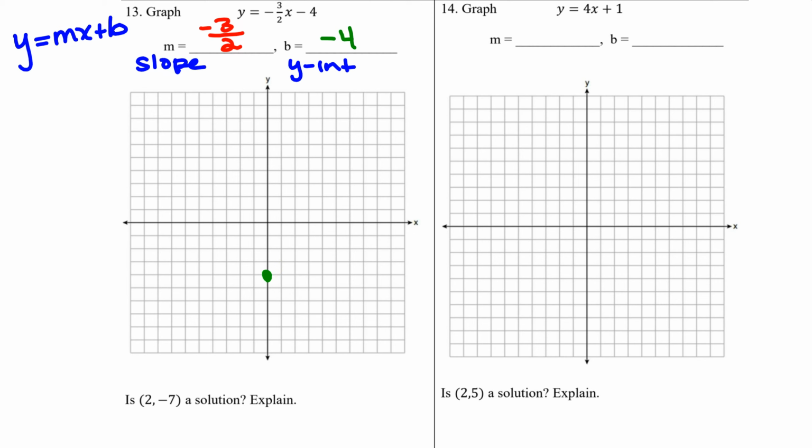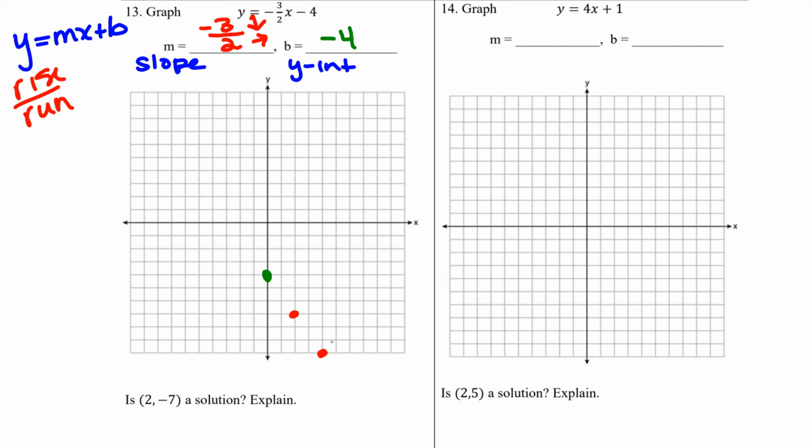From there, my slope tells me how to move. Now, because it's a negative slope, and slope is rise over run, the top number tells me how much to move either up or down, while the bottom number is always telling me to go to the right. So because this is a negative 3, I'm going down 3, right 2. So from the green dot, I go down 1, 2, 3, right 2, down 1, 2, 3, right 2.